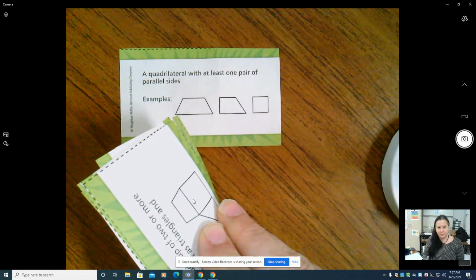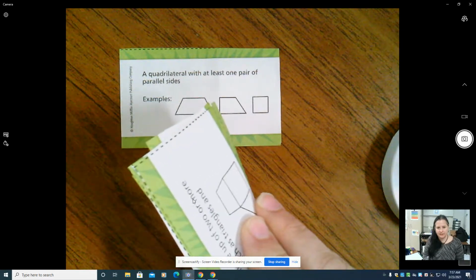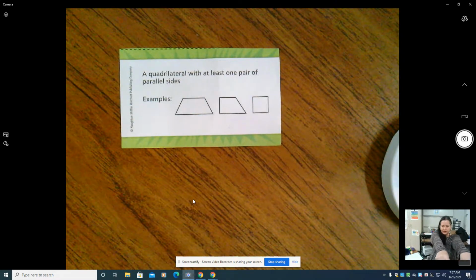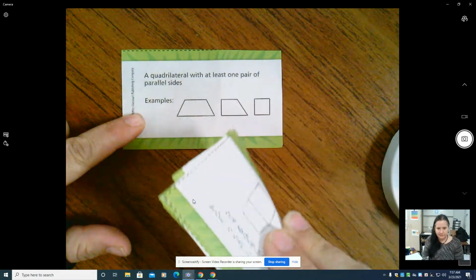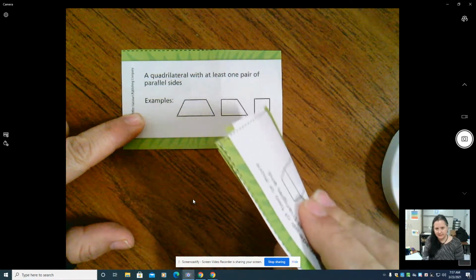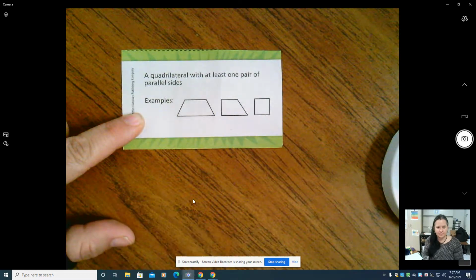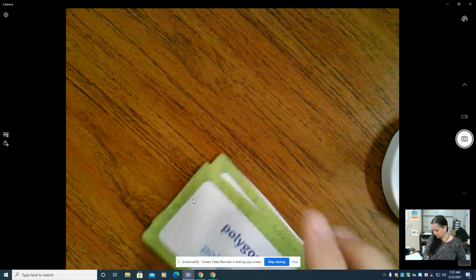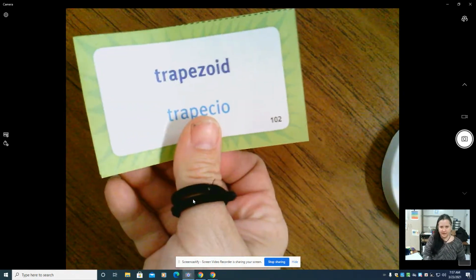So in this example, remember parallel is going in the same direction, exactly straight, both of them lined up. So the one here, the top and bottom, this one, the top and bottom, and then this one has two sets of parallel sides, these two and these two, because it's a square. And that, again, was a trapezoid.